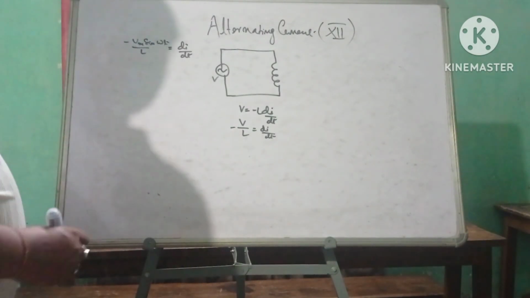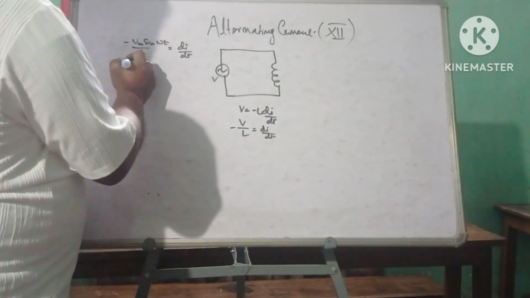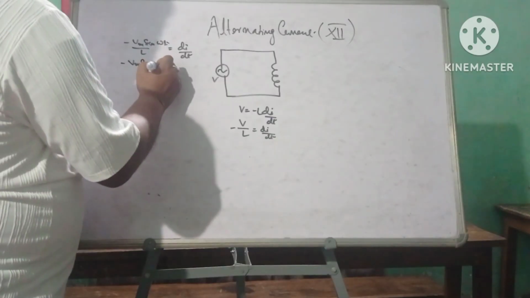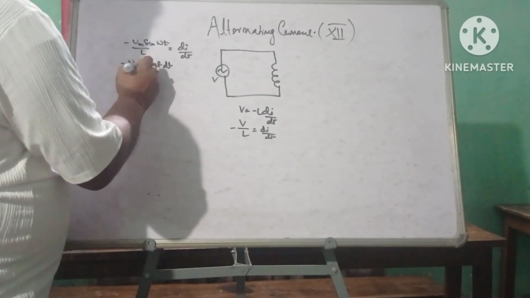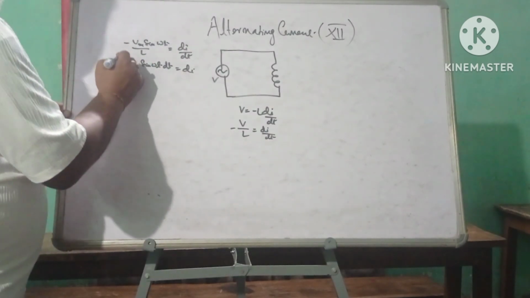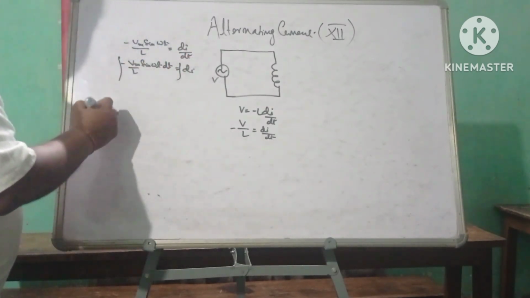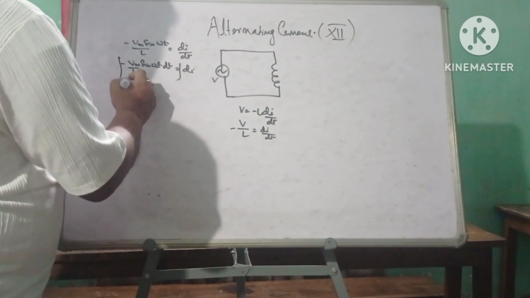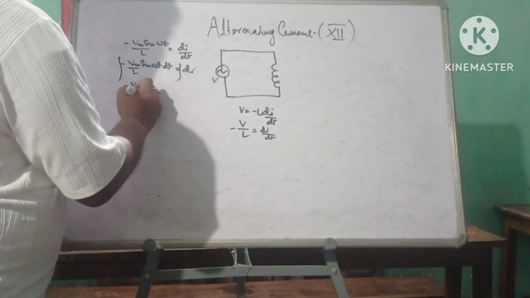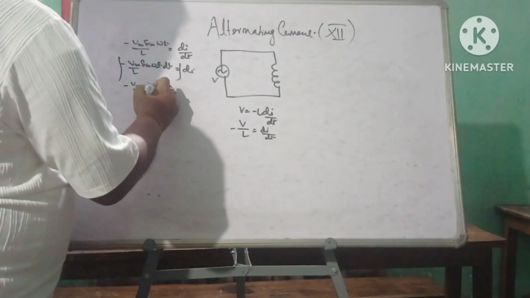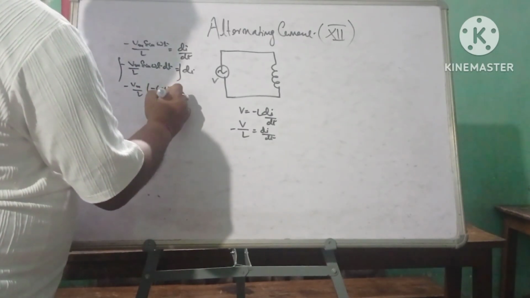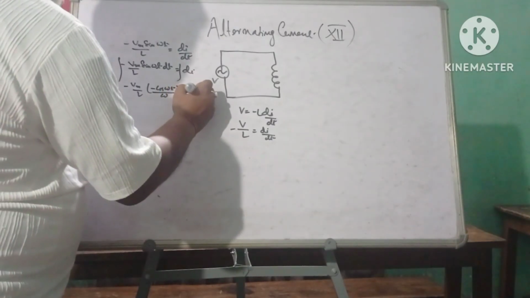Now you integrate it: minus Vm sine omega t dt by L gives di. Integrating, you are going to get minus Vm by L, minus cos omega t by omega, is equal to di.